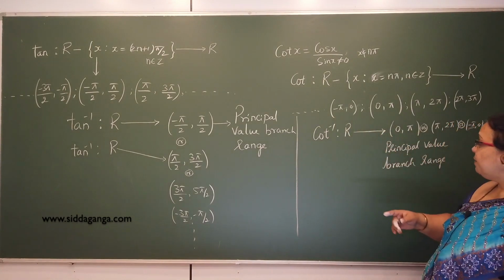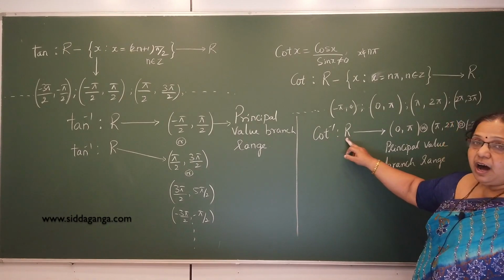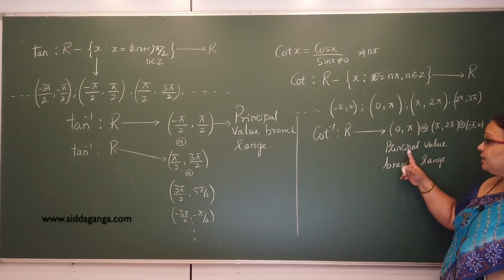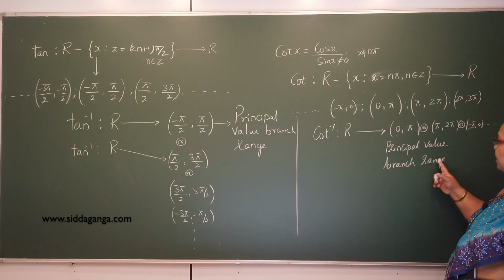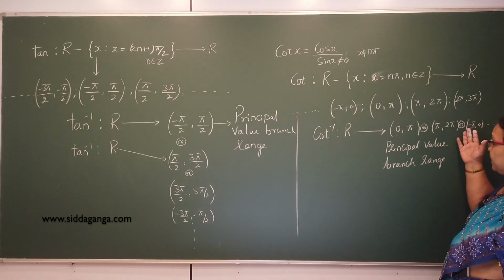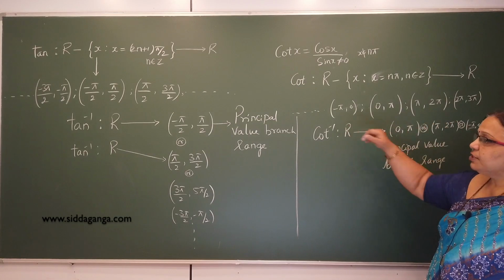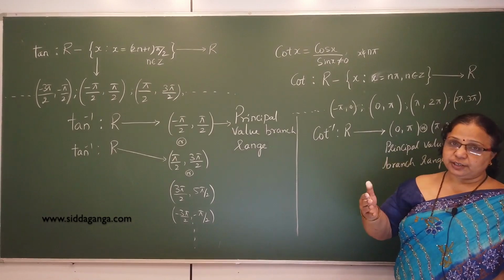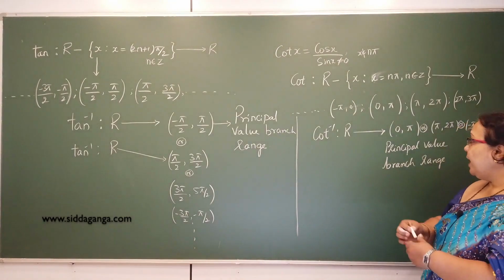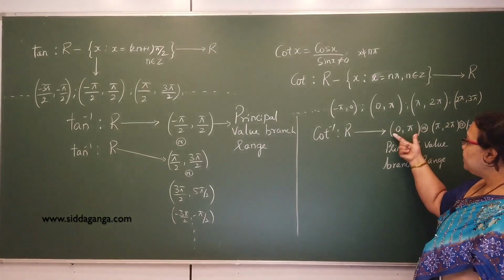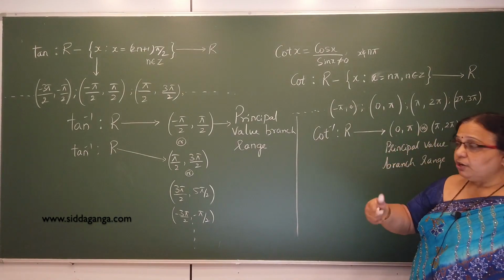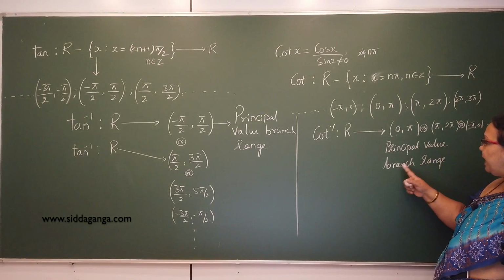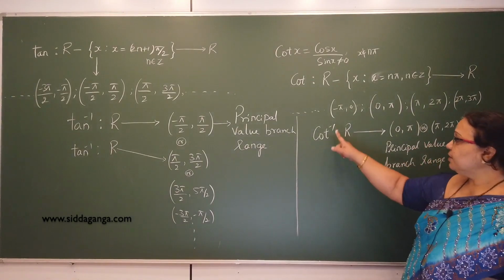So the cot inverse function is a function from R to the open interval 0 comma pi, which is called the principal value branch range. Other intervals also represent the branches of the cot inverse function, but in particular we consider the open interval 0 comma pi as the range for the cot inverse function, which is called the principal value branch range for the function cot inverse.